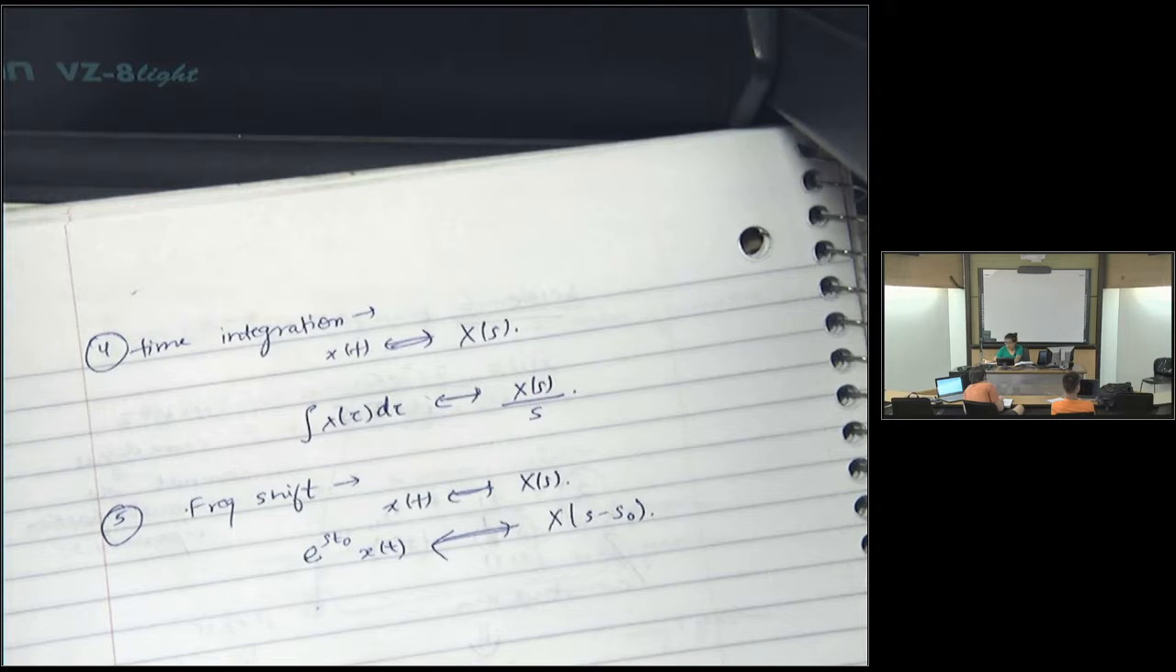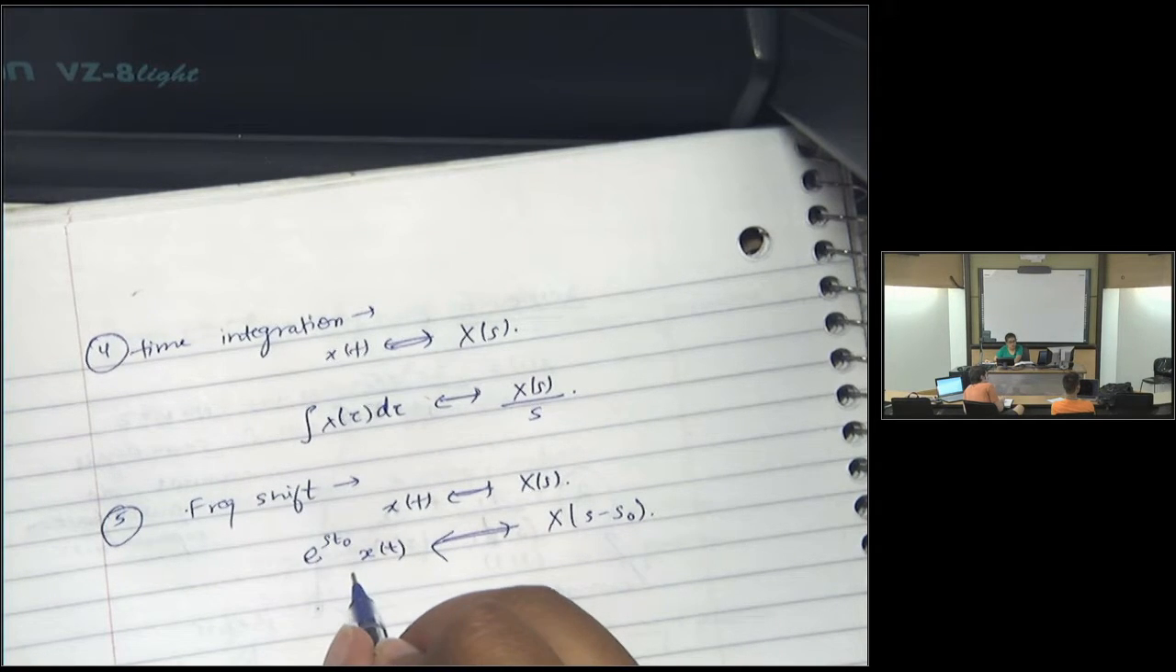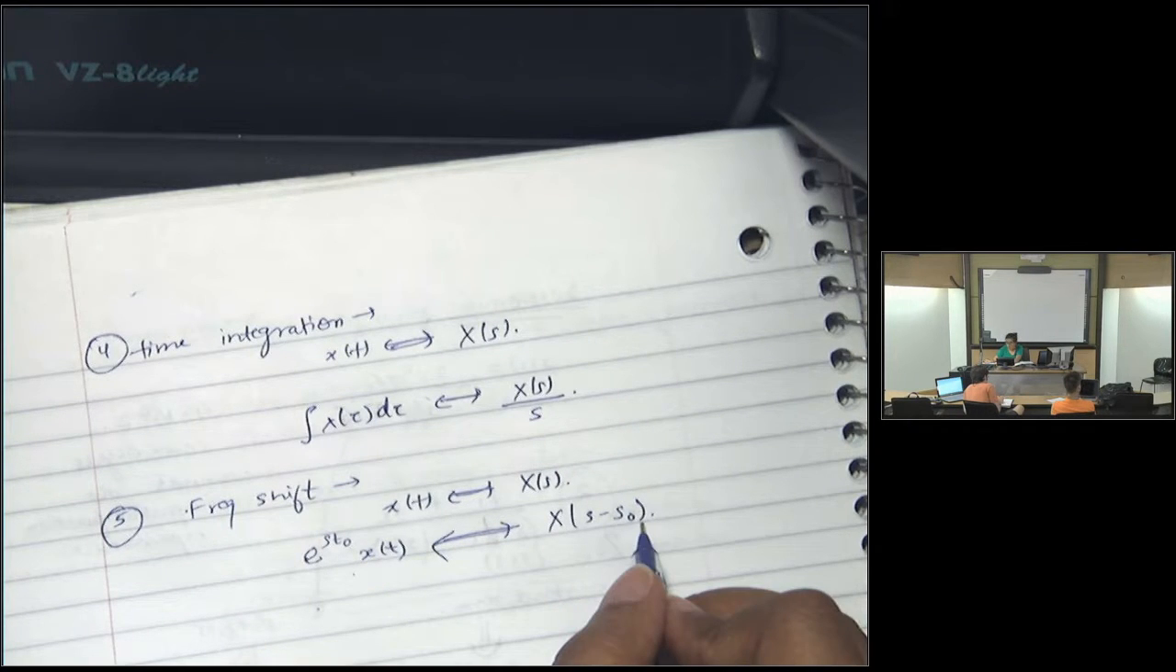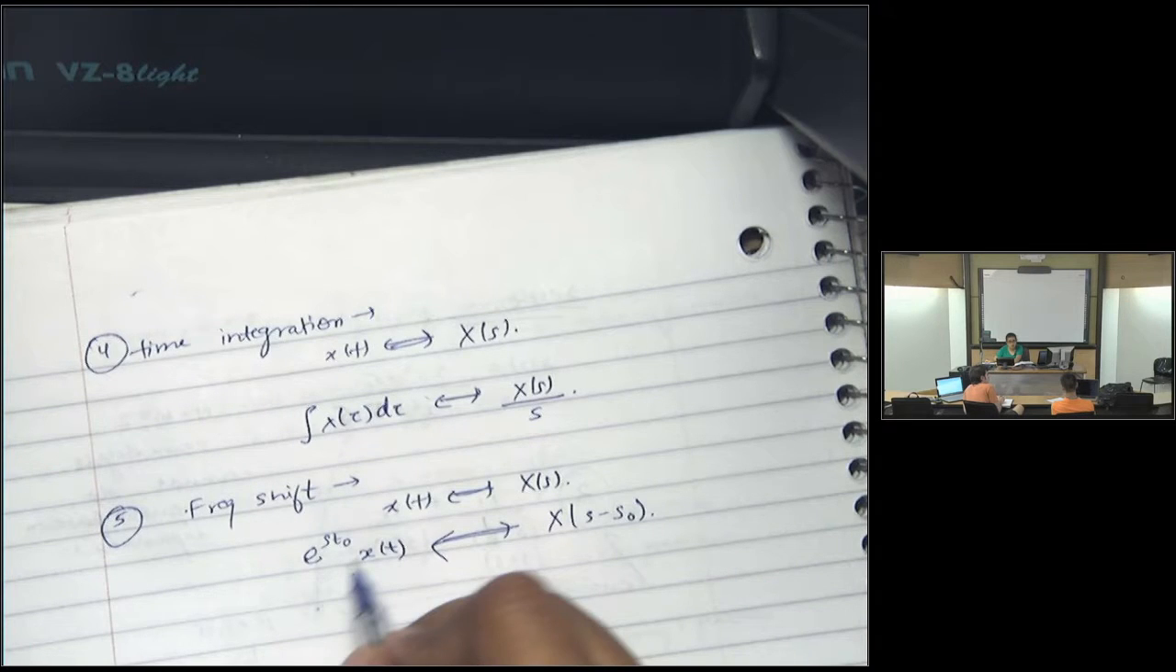Just be careful with the signs. When there was a time shift in your time domain, you had a negative exponential, whereas over here you have a positive exponential. There's no minus sign in the exponential. So don't get confused with the signs.